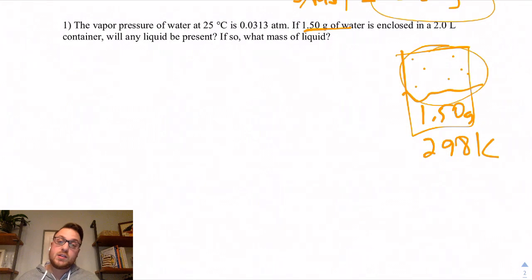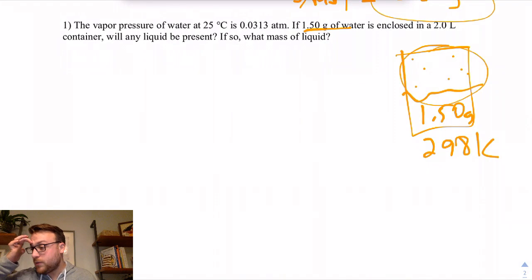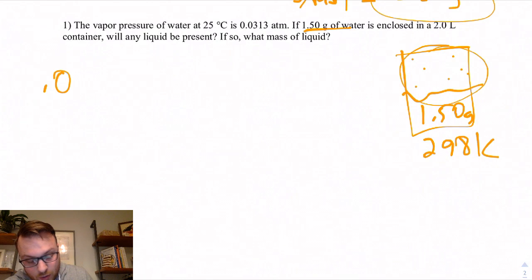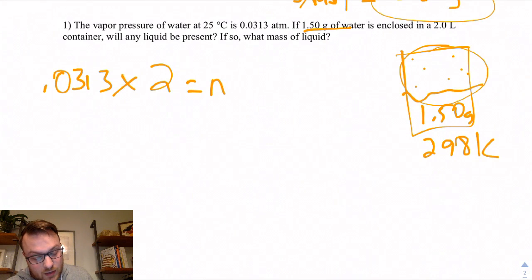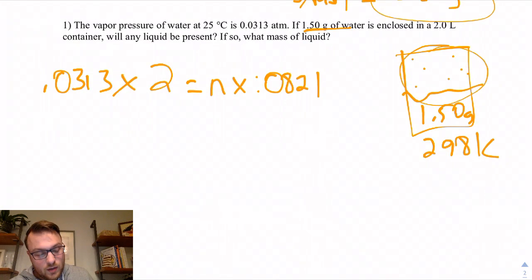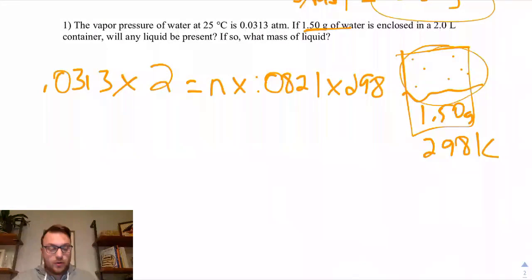I'll answer that question in a minute. So PV=nRT this bad boy, and you get 0.0313 times 2 equals n times, you don't know this, R for atmospheres is 0.0821 times 298. Divide away from your variable, and you will get an n equal to a very small number. n is 0.00256 moles of H2O as a gas.